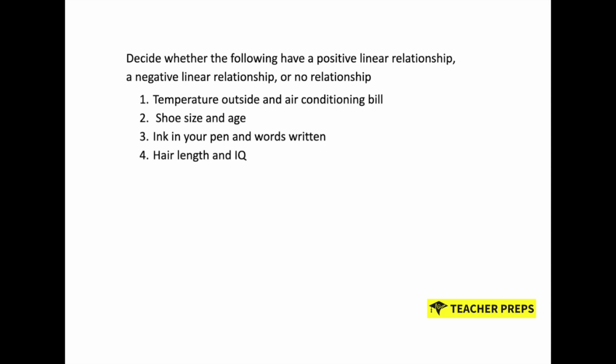The first one says the temperature outside and the air conditioning bill. I like to use arrows to help me choose what kind of relationship they have. As temperature goes up, so does the air conditioning bill. So we have a positive linear relationship. The next one says shoe size and age. As your age increases, your shoe size is also probably going to increase. So this one is also positive linear.